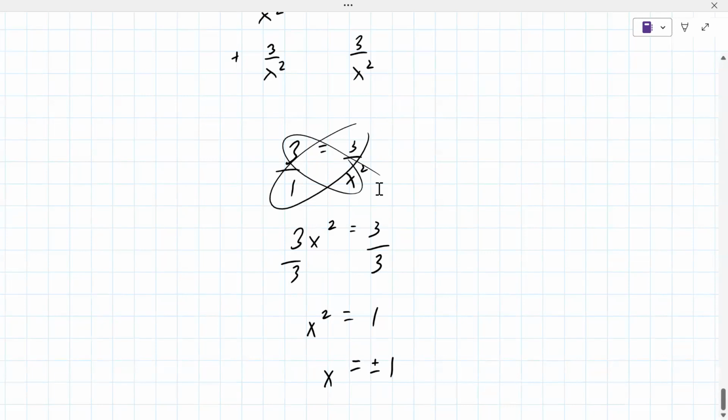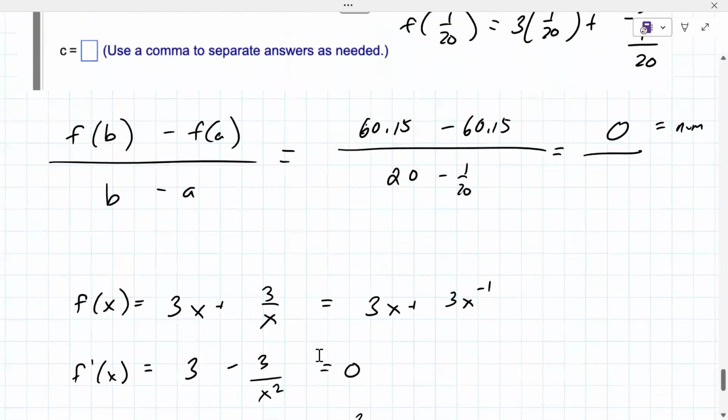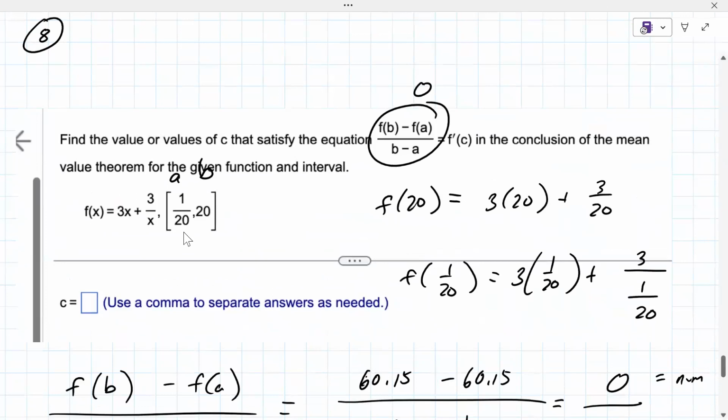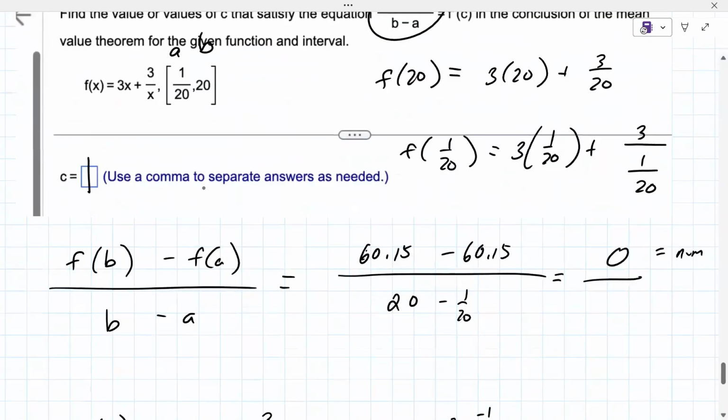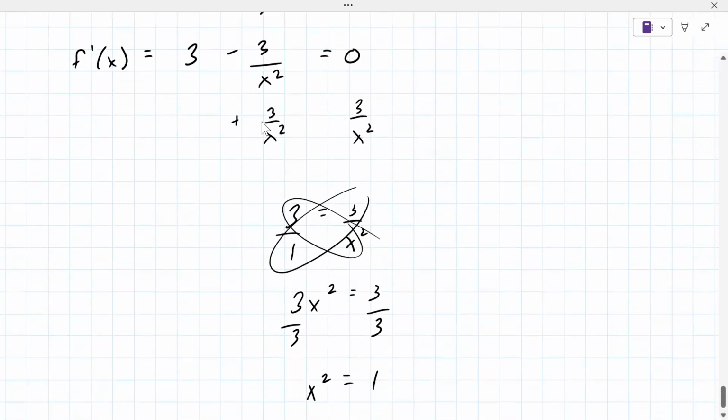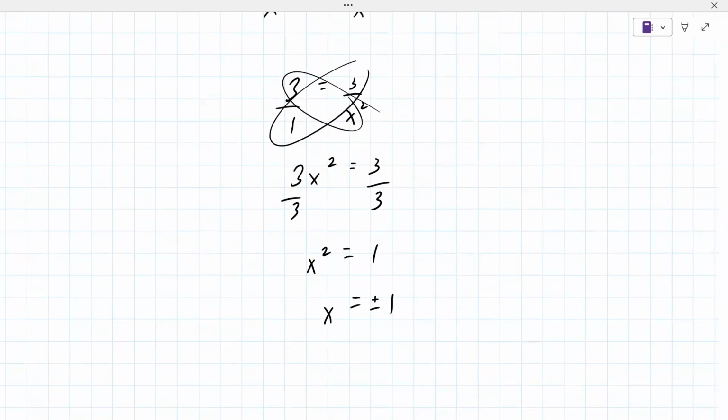Now, the question though is, are these numbers in the interval? Are they both in the interval? Only one of them is. That's positive one. So that takes care of that.